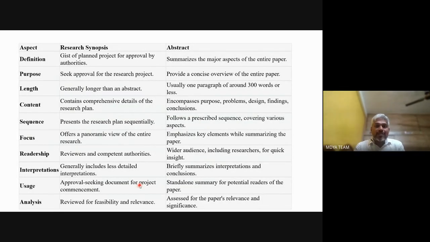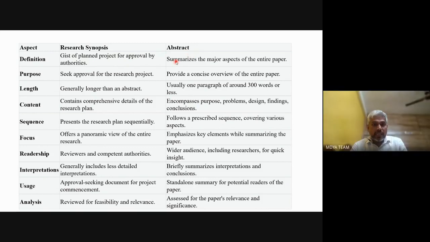Now there is a difference between synopsis and abstract. We will discuss here aspects, like the aspect of definition. A research synopsis is a gist of a planned project for approval by authorities. Project means your research, right? Don't be misled by this word. Project means the research you are going to complete or you are doing. So they mention project meaning your research, a gist of planned research for approval by authorities. We prepare a document to get approval.